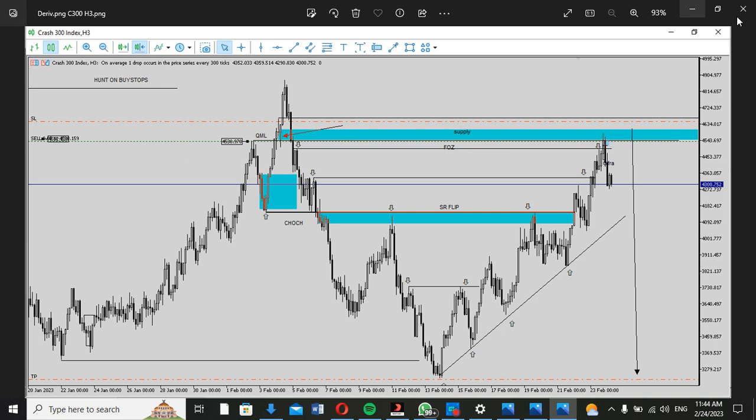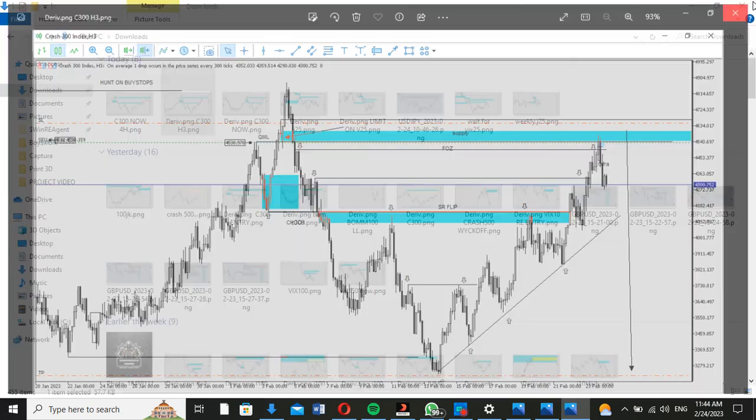You can see I had a trade running on Crash 300 right here, and you can see my entry on the QML level. You can see the analysis where I labeled everything, and they have liquidity assessments down here. It draws the liquidity and the fake out zones, the area of liquidity where price has to hunt, and then triggers my entry.